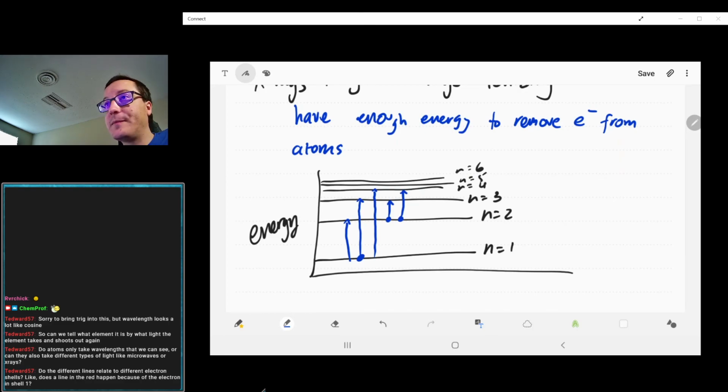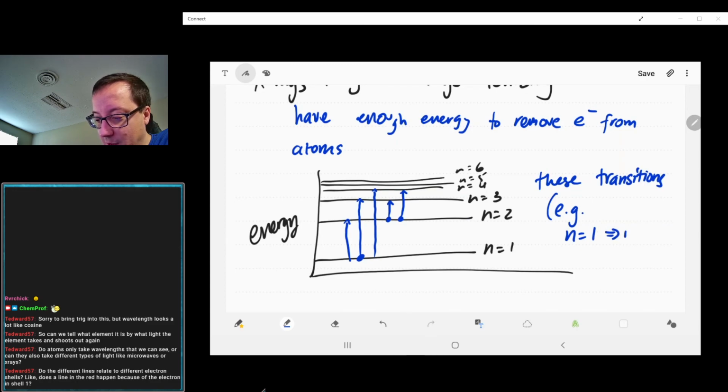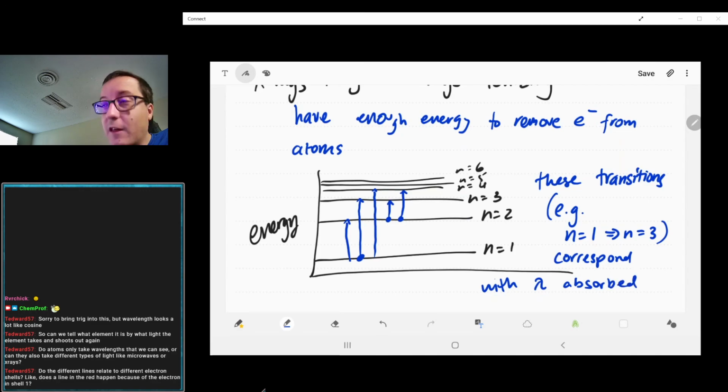And we're going to see that these are where all those little lines come from. These transitions, for example, n equals 1 to n equals 3, correspond with wavelengths that we can absorb by a particular element.